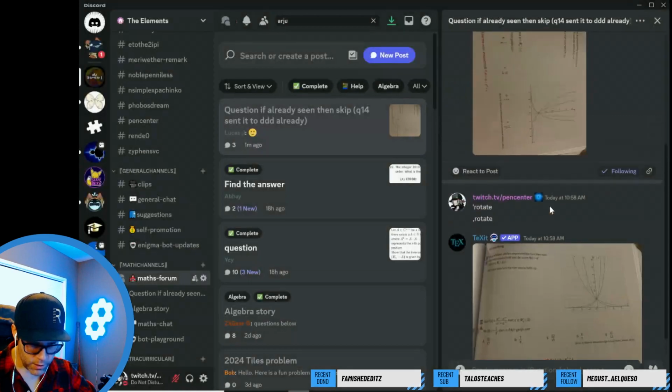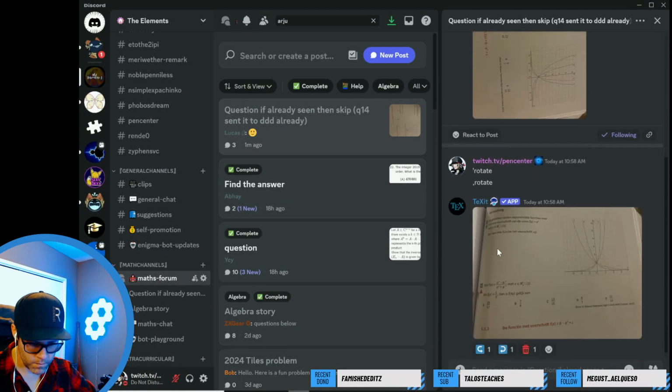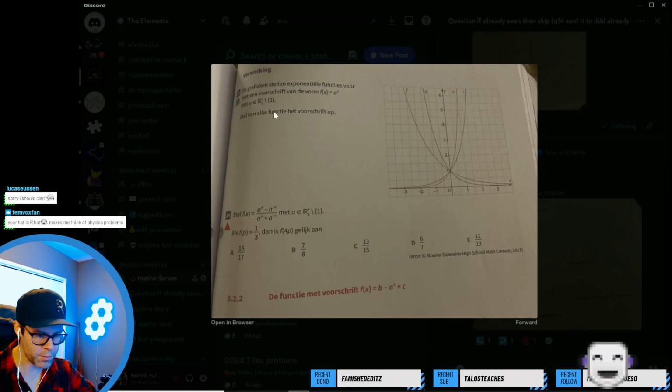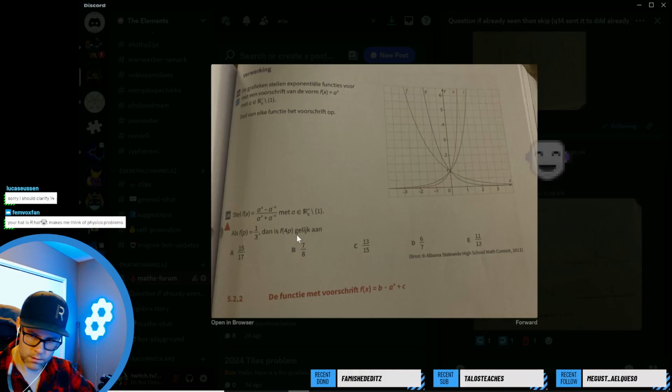Wait, did you say what question to look at? This is fun. This is kind of like a functional. We're looking at exponential functions by the looks of it. And is this Dutch? Or Swedish? What is this? This looks almost Dutchy.